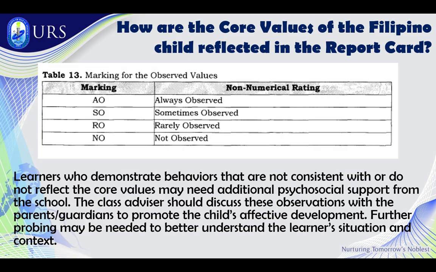So, ito po yung table 13 na nagsushow po ng marking for the observed values. So, yan po yung nakita natin ng EO, SO, RO, or NO. So, pag EO po, lagi po yan always observe, nakikita. Sometimes observe, rarely observe, or not observe.